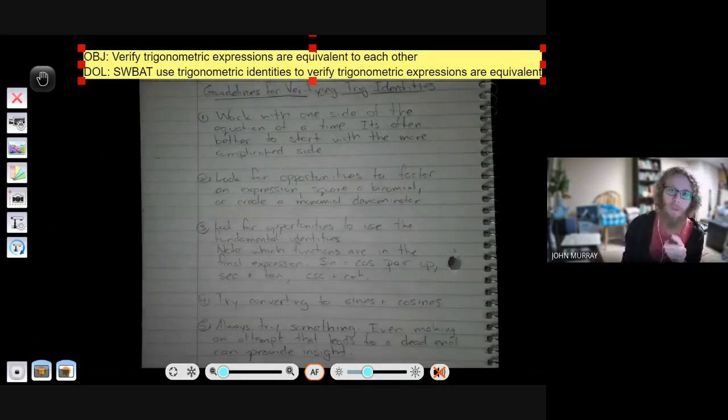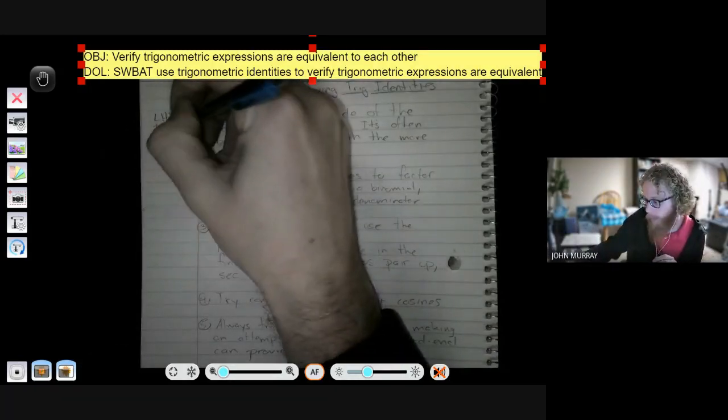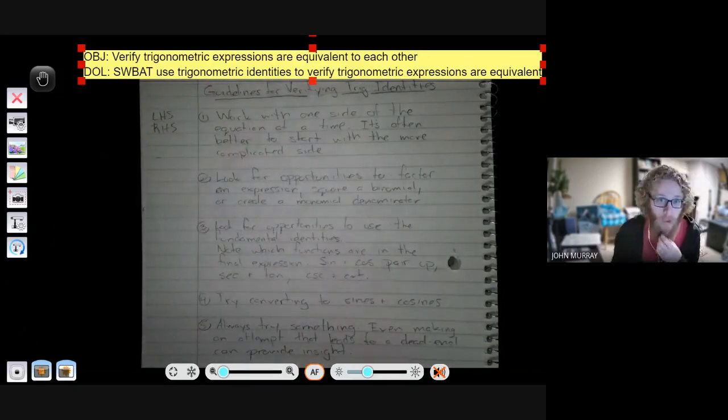You may hear me refer to them as the left-hand side and the right-hand side, or LHS and RHS. That just means stick with the left side or stick with the right side of your equation.